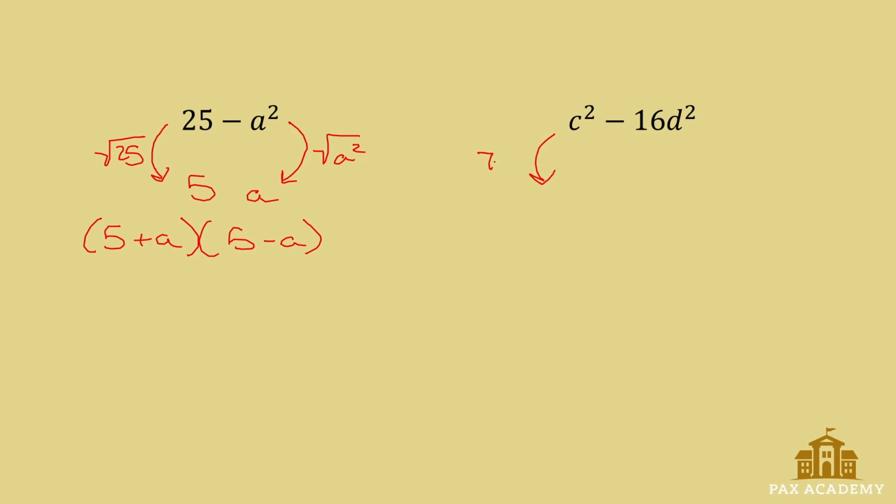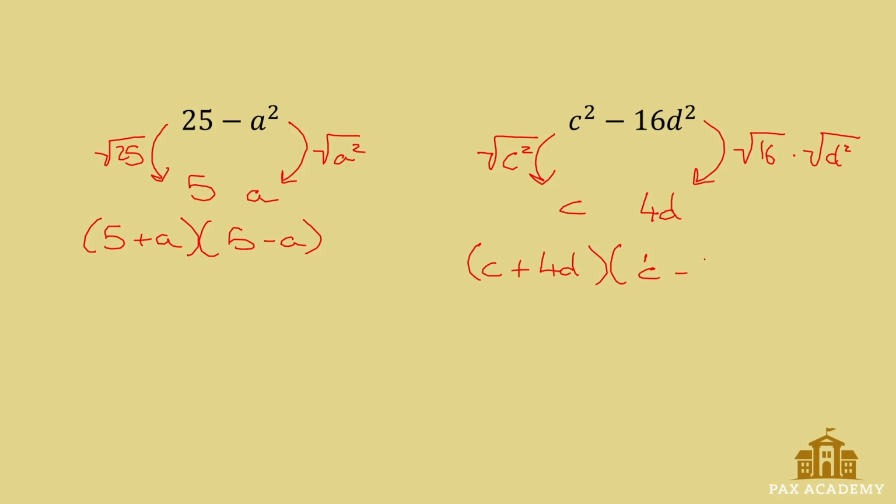Excellent. And then the last expression, c squared minus 16d squared. We do the same. The square root of c squared is equal to c. And then the square root of 16d squared, so the square root of 16 times the square root of d squared. The square root of 16 is simply 4. And the square root of d squared is d. So 4d. And again, now that we have both terms, in the first brackets, we add them together, c plus 4d. In the second brackets, we subtract them, c minus 4d.